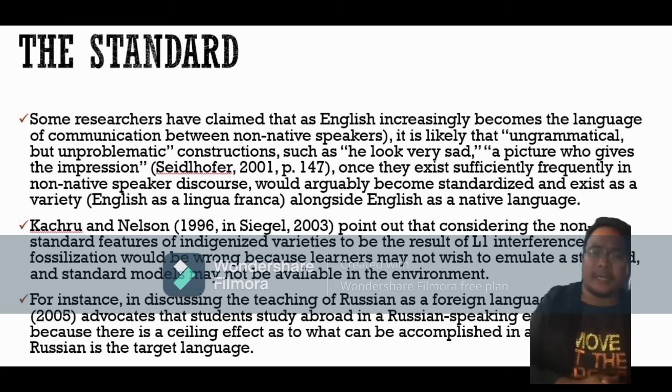It's really important because some innovators nowadays are saying that some statements which are ungrammatical but unproblematic, meaning it would not take a lot of change to the current rules or structure, and can still be understood perfectly, might be standardized and exist as a variety of the English language. So it's also important for us teachers to keep a lookout for these kinds of statements, or these kinds of innovations, in the future.